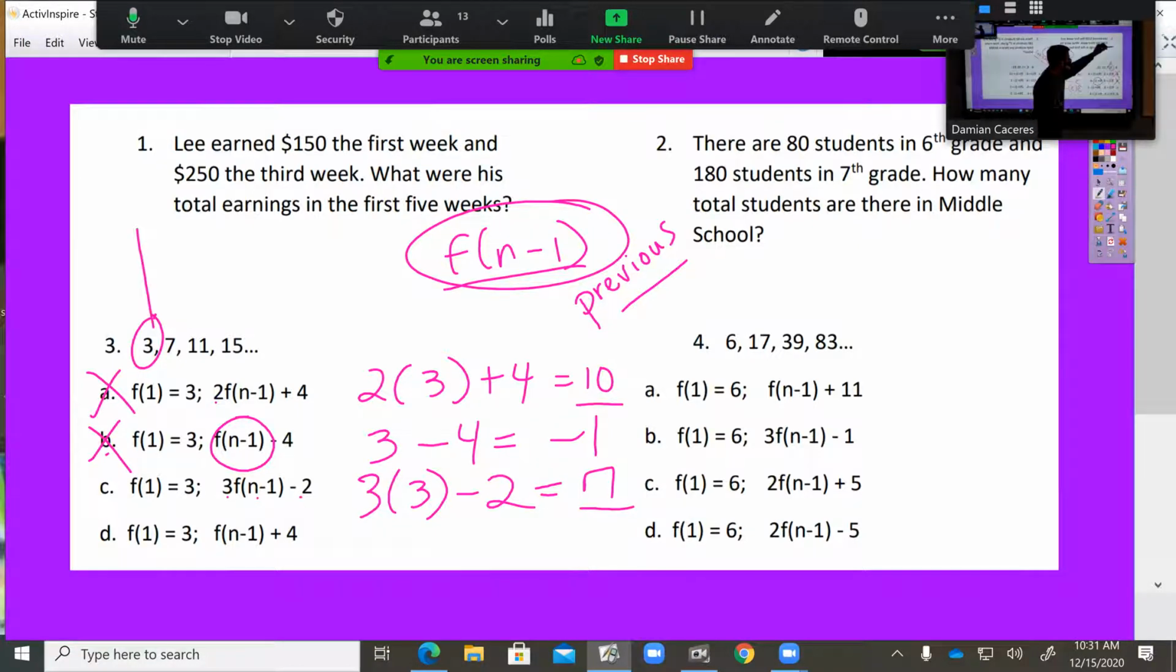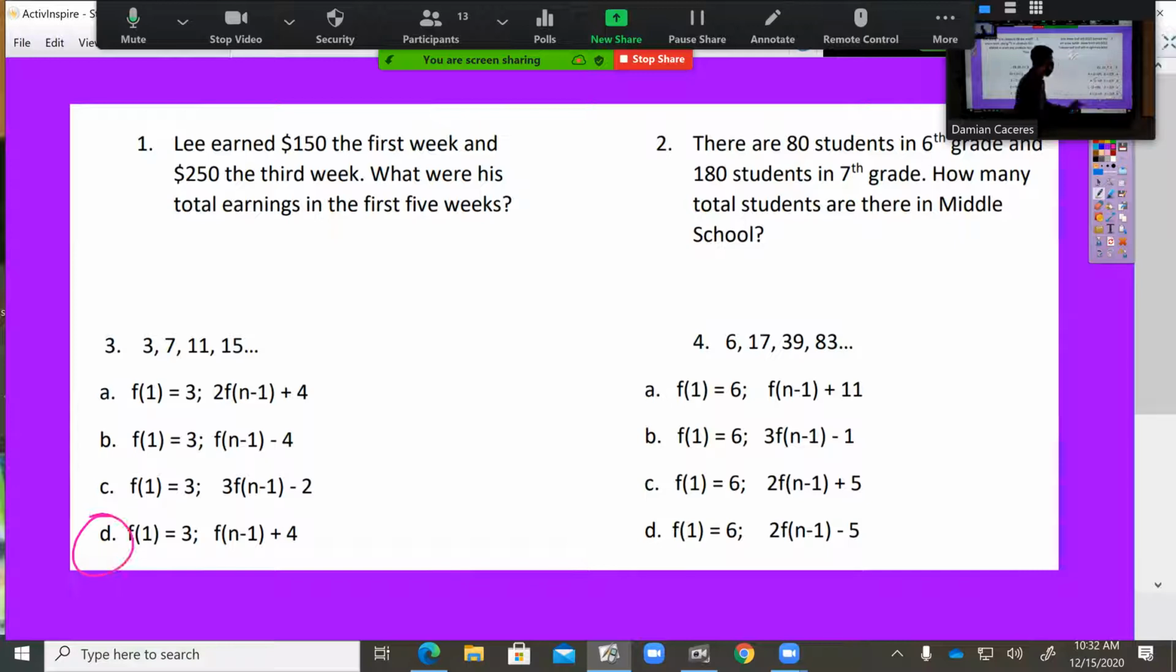So now instead of plugging in the 3, we're going to plug in the next number, 7. 3 times 7 minus 2. That would be 21 minus 2, which is 19. Is the third number 19? No. So that tells us the answer has to be D. Now I'm going to show you why.